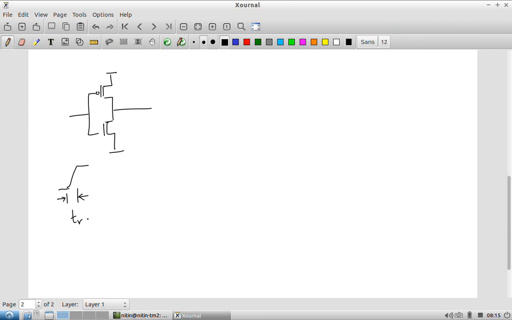So that is a finite amount of time during which the signal is neither 0 nor VDD but is transitioning, not slowly, probably quite quickly, because the rise time would typically be on the order of several tens to hundreds of picoseconds. So if the transition is happening within tens of picoseconds, it's not necessarily a slow transition, but on the other hand, it is a finite amount of time during which the signal is neither 0 nor VDD.